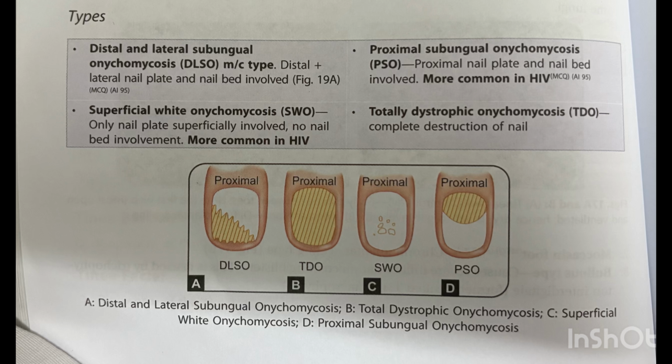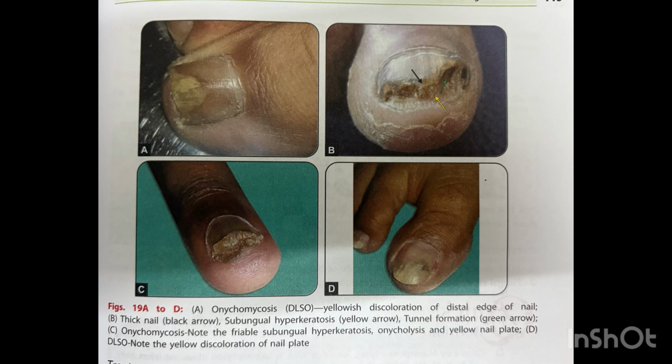Figure 18, A is distal and lateral subungual onychomycosis. B is total dystrophic onychomycosis. C is superficial white onychomycosis. D is proximal subungual onychomycosis.